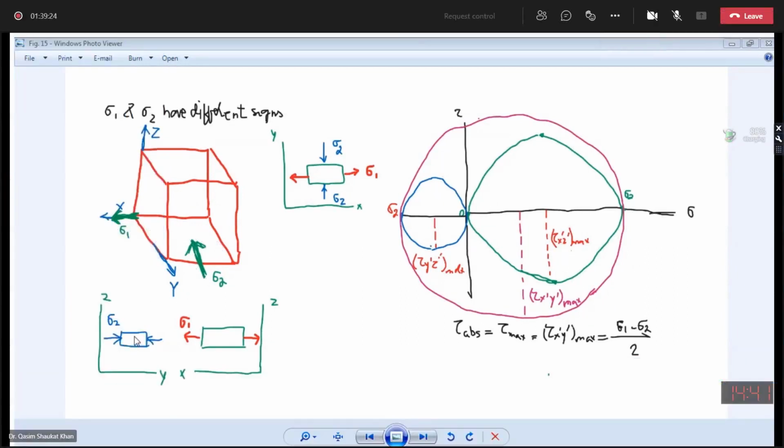So when we draw this figure, in the YZ plane you have sigma 2. In the XZ plane, you have sigma 1. Whereas in the case of XY, you have sigma 1 and sigma 2. The difference over here is that in this case, sigma 2 is compressive, so you can see it is pointing inwards.